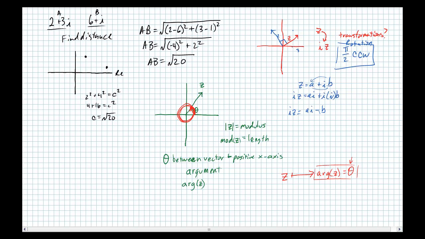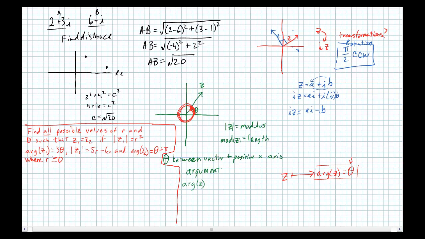And let's maybe look at one more question before we finish video number 2 here. So here we go. I'm just going to write it right here. Find all possible values of r and theta such that z1 equals z2 if the modulus of z1 equals r squared, the argument of z1 equals 3 theta, the modulus of z2 equals 5r minus 6, and the argument of z2 equals theta plus pi, where r is greater than or equal to 0.